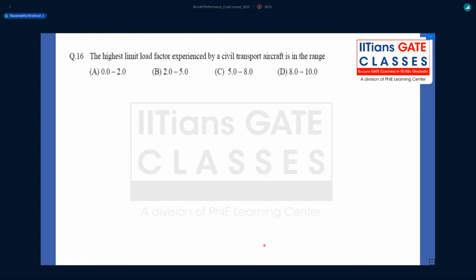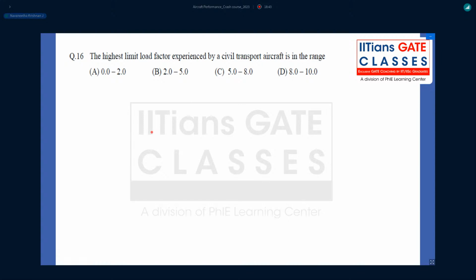Question number 16. The highest limit load factor experienced by the civilian aircraft is in the range of dash. For this, if you see the flight envelope, N1 is the highest load factor the aircraft can experience.